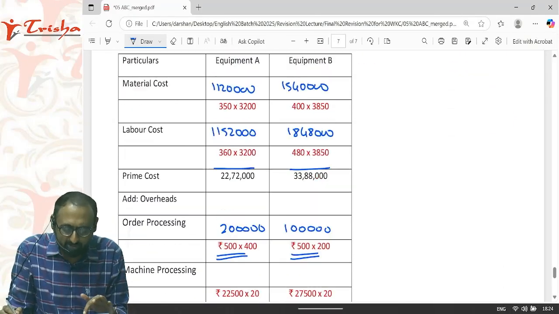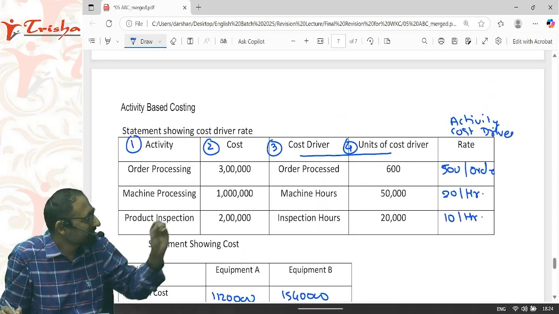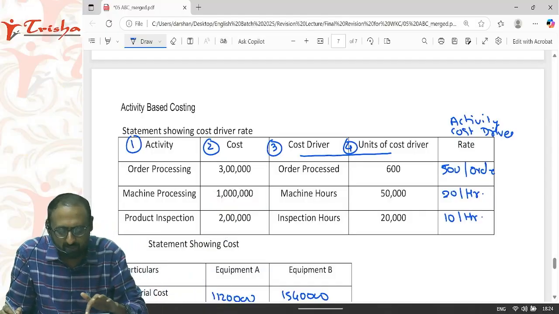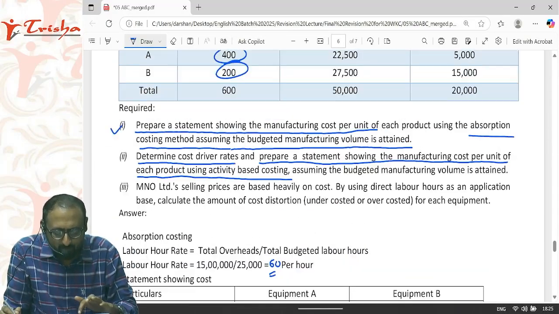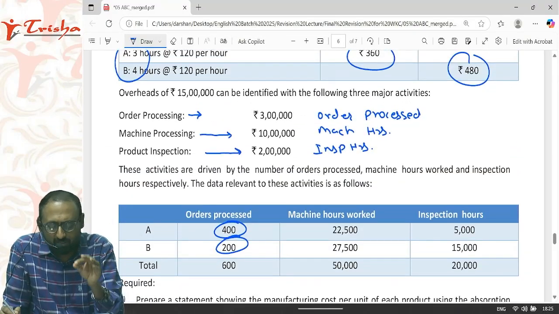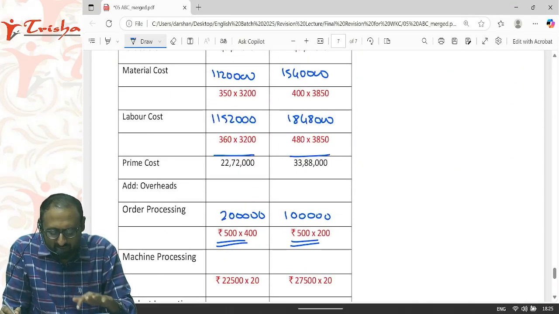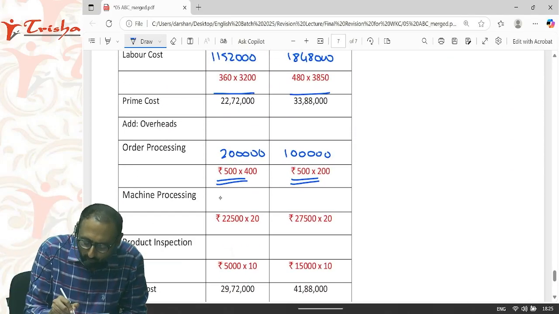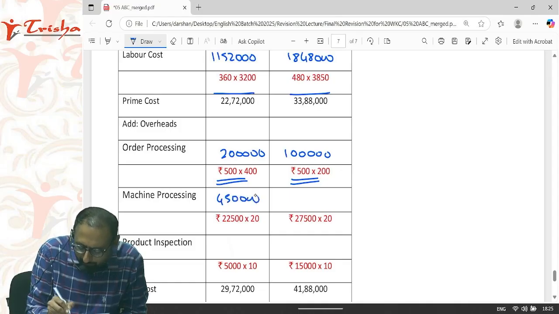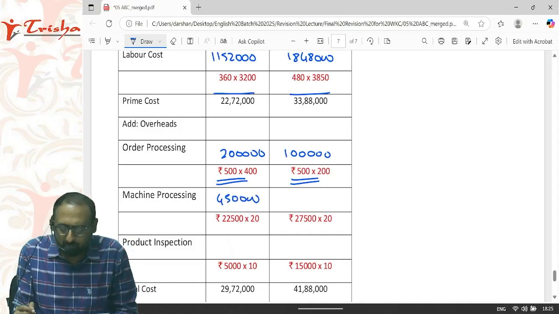Perfect. Then machine processing. Rate of the machine processing is 20 rupees per machine hour. In the question, machine hours are given. If you can check that, machine hours are 22,500 and 27,500. So 22,500 and 27,500 into 20. Is it 4,50,000, sir? Please check that. And next one will be 5 lakhs.